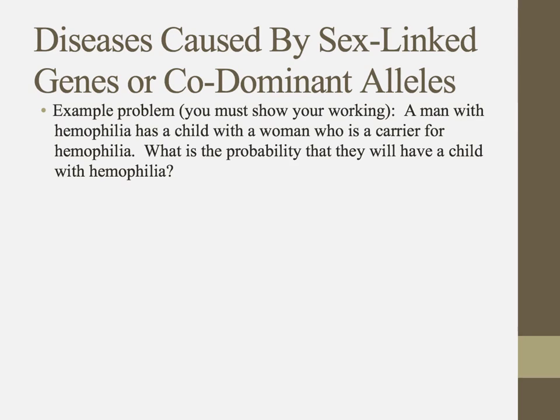Okay, so let's do an example problem here. In this case, we're going to be talking about hemophilia. Hemophilia is also X-linked, and you can either have the dominant allele for regular blood clotting or the recessive allele for hemophilia, but remember the Y doesn't have any gene for that on there. So I'm going to draw my Punnett square.